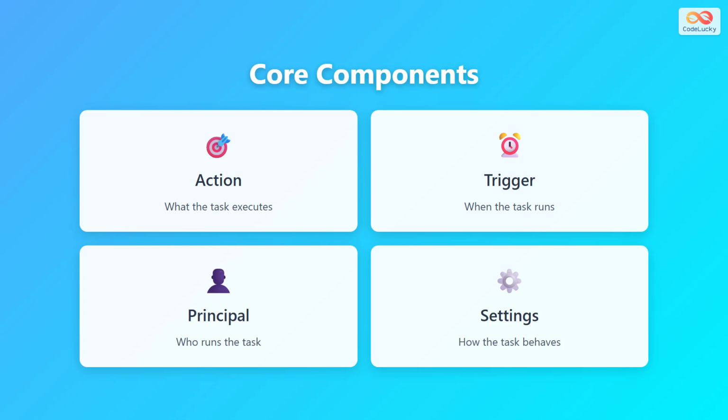A scheduled task consists of 4 core components. First, the action defines what the task will execute, such as running a script or program. Second, the trigger determines when the task will run, like daily at a specific time or when the computer starts. Third, the principal specifies who runs the task and with what permissions. Finally, settings control how the task behaves, such as what happens if the task fails or runs too long. All 4 components work together to create a complete automated task.